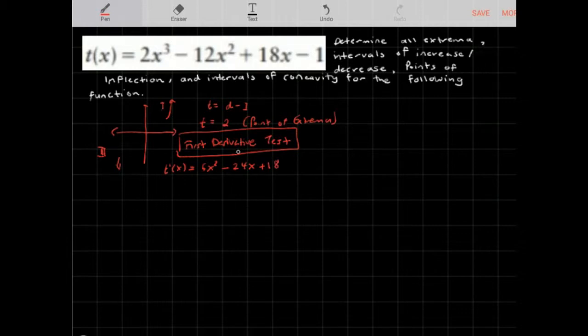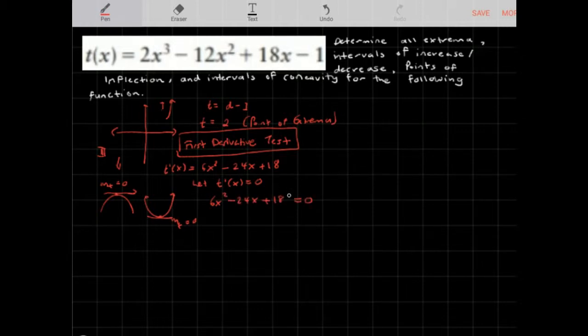Okay, so to find the points of extrema, we know that at an extrema, a maximum or minimum point, the slope of the tangent would be 0. Okay, so that's the premise behind why we let the first derivative equal 0, right? And this process is really useful, especially in optimization, which is in the next section that we will visit. So this is going to give us 6x squared minus 24x plus 18 is equal to 0.